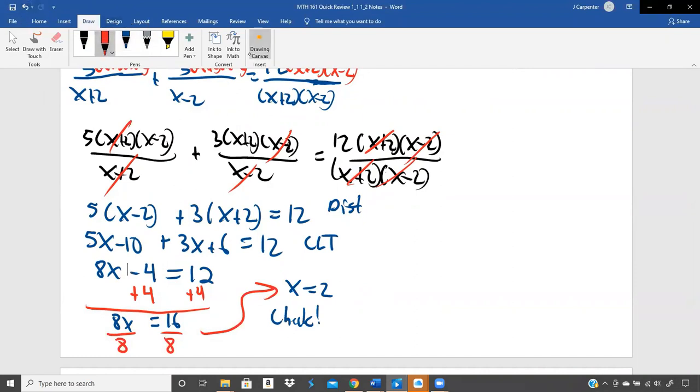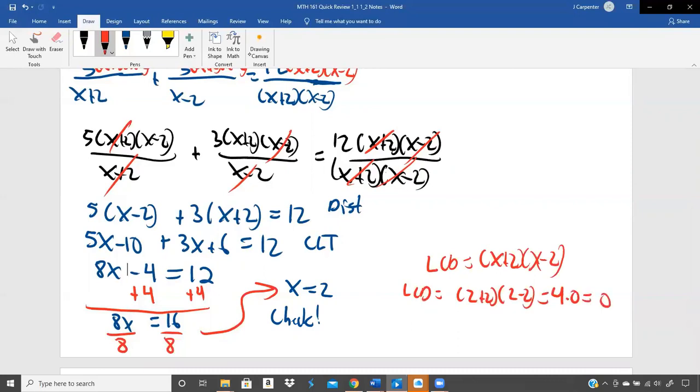As a reminder, our LCD was x plus 2 times x minus 2. This is what we're plugging our solution of 2 into. So we get, our LCD is now 2 plus 2 times 2 minus 2, which is 4 times 0, which is 0. Uh-oh.